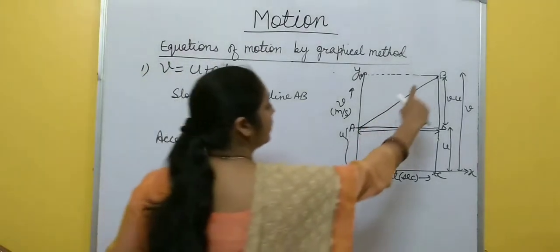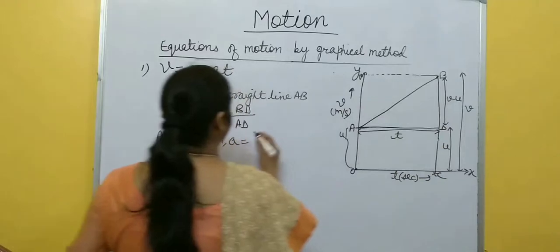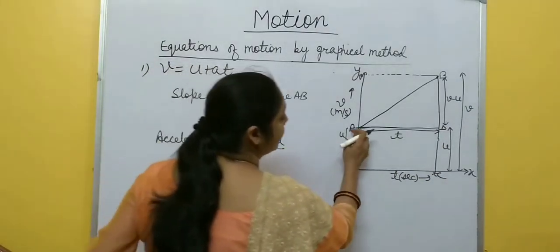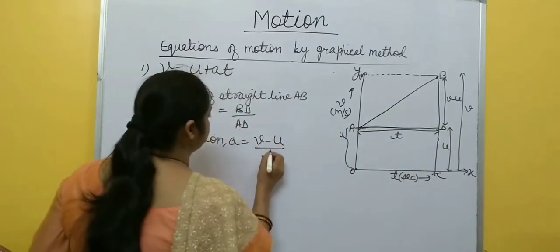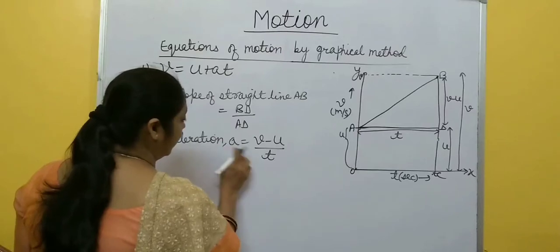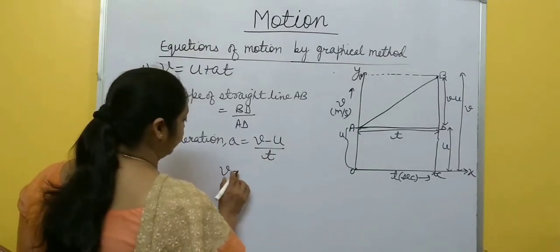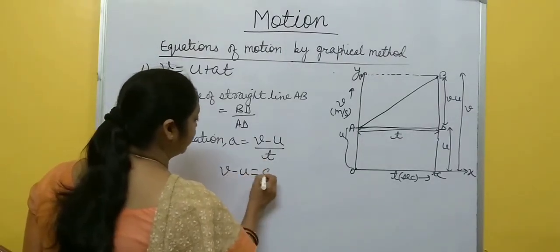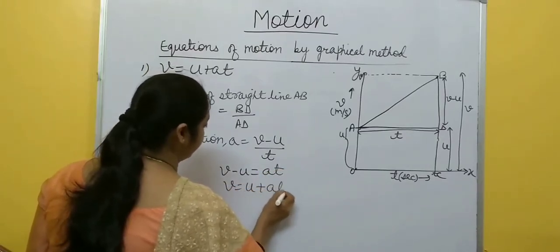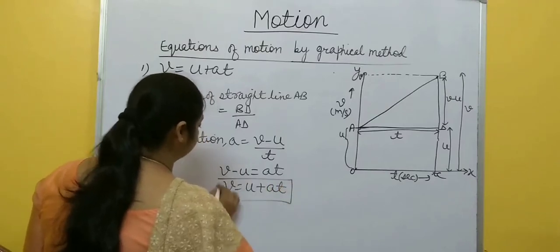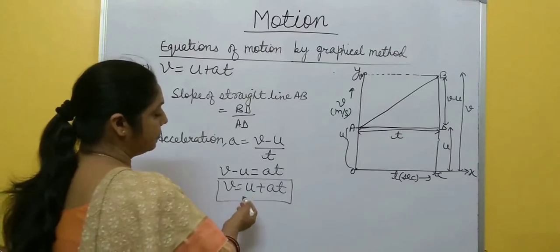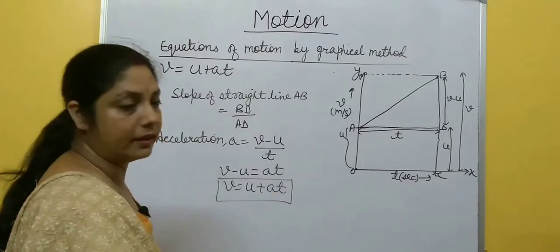And what is the value of this BD? Change in velocity, v minus u. And what is the value of this AD? This is time. So from here you just take v one side, a into t, right? Okay, you write first v minus u equal to at, and then you get v equal to u plus at. So in this way you derive this first equation of motion, v equal to u plus at.